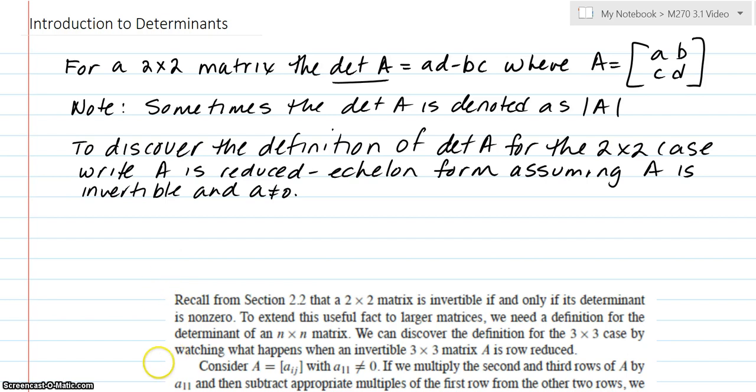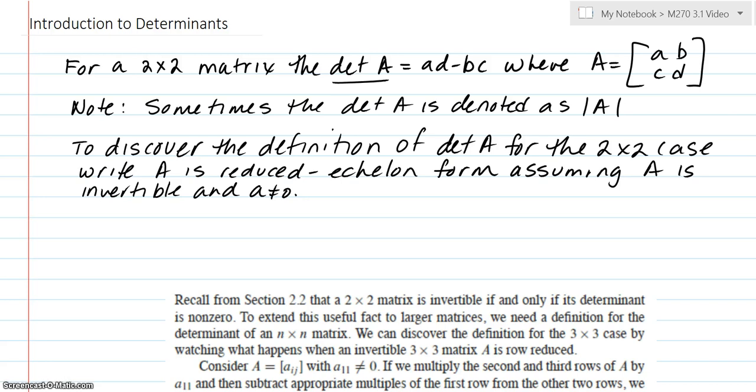If you read the first paragraph of this section, it says that recall from chapter 2 that a 2 by 2 is invertible if and only if its determinant is non-zero. To extend this useful fact to larger matrices, we need a definition for the determinant of an n by n matrix. We can discover this definition by looking at the 3 by 3 case, by watching what happens when an invertible 3 by 3 matrix is row reduced. So that's what we're going to do here.